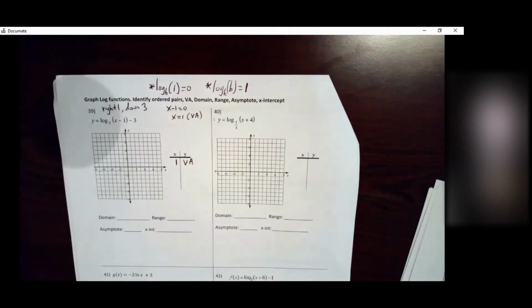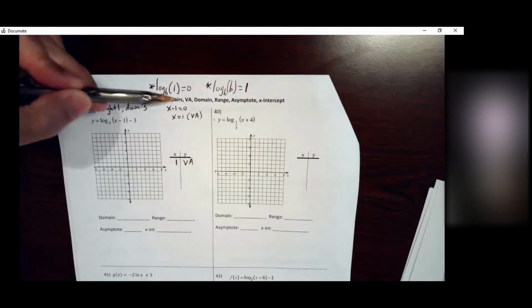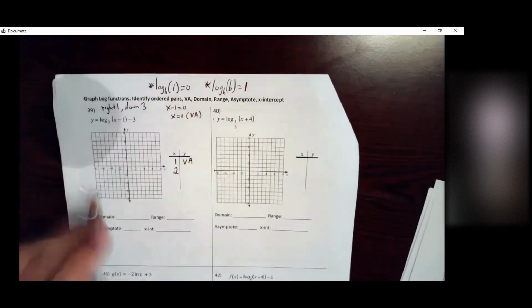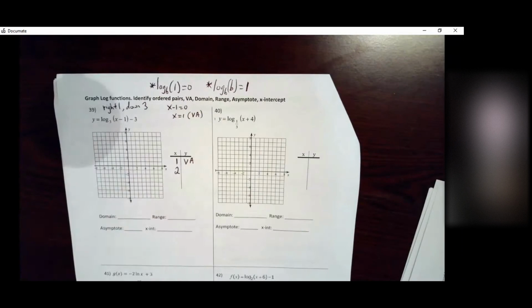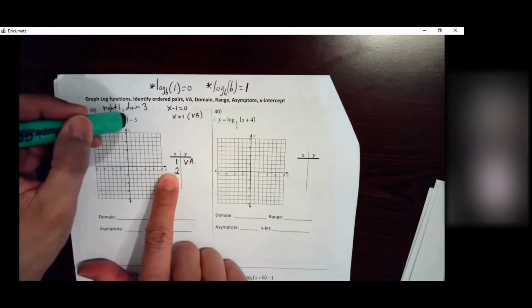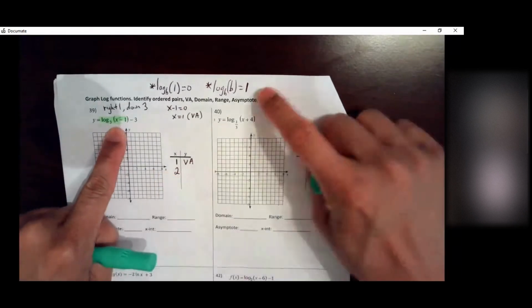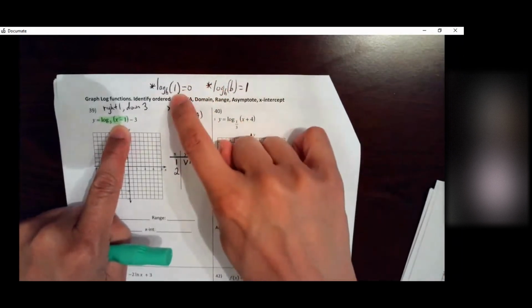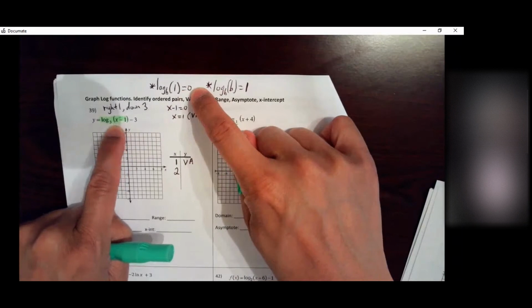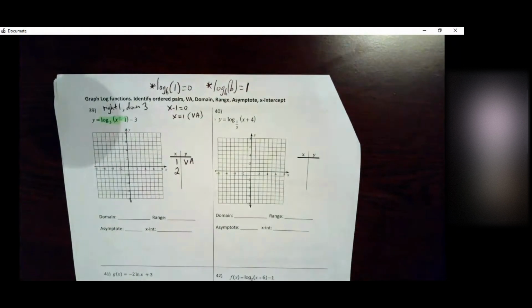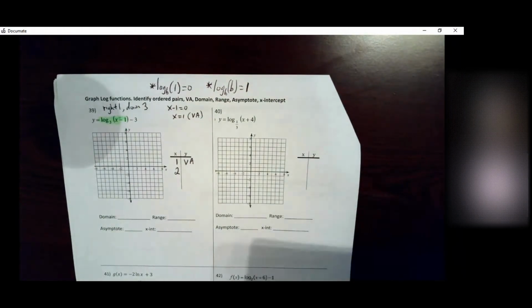So you have to get inside the parentheses to equal 1. So when x is 2, y is negative 2? Well, let's see here. 2 is going to make this piece turn into 1. And what's log of 1? 0. Oh, and then 0 minus 3 is negative 3. Sorry.